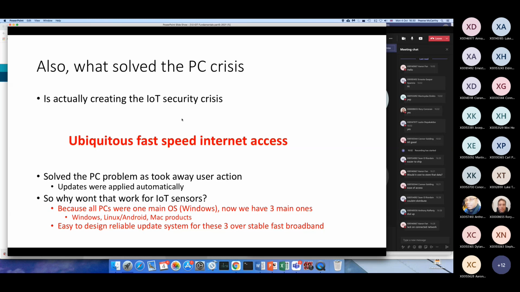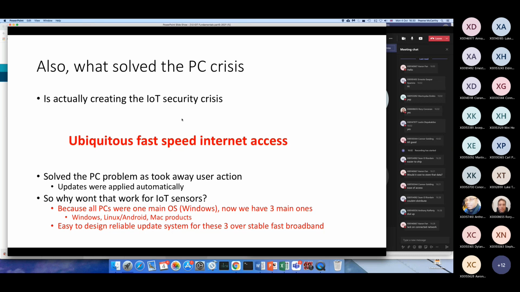It won't work for IoT sensors because of what we have now with PCs, right? Back then we had one, now we have three. So Windows, Linux or Android, and Mac. So it's easy to design a reliable update for those three over a stable, fast broadband, right? That's why everything's cool at the moment with your phones, with your Macs, with your Windows. Well, it's not cool, but it's a lot better than it was, right? But can you think about what I'm going to say next?